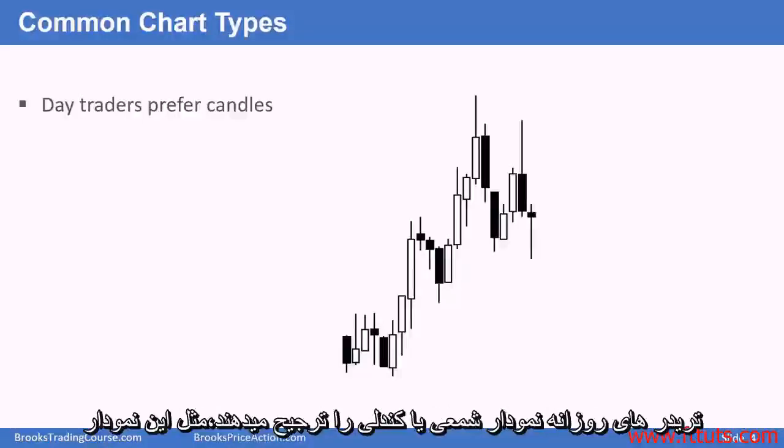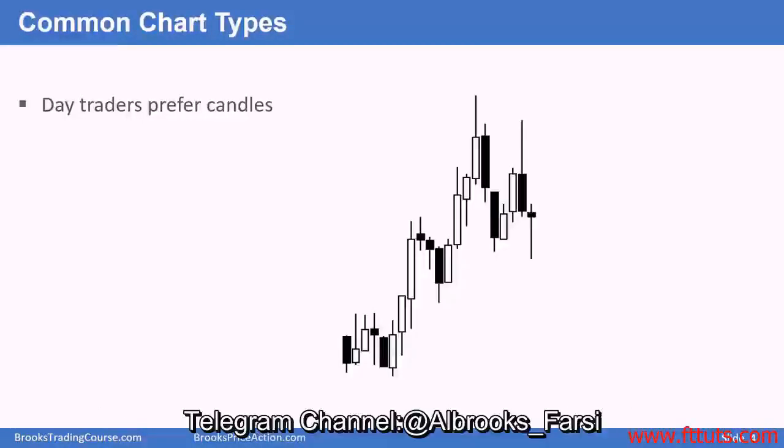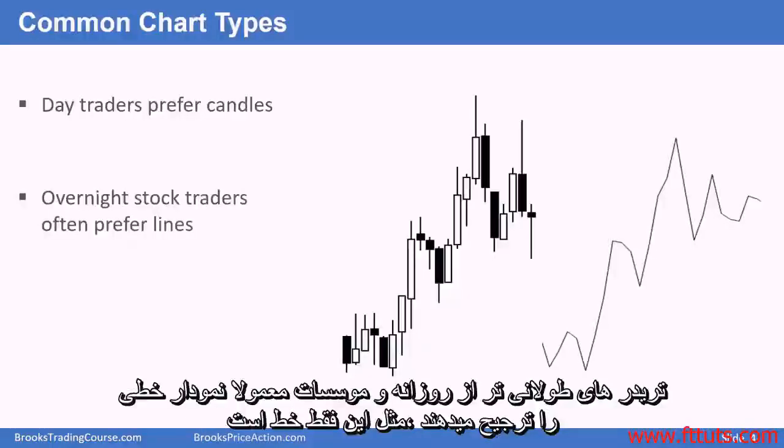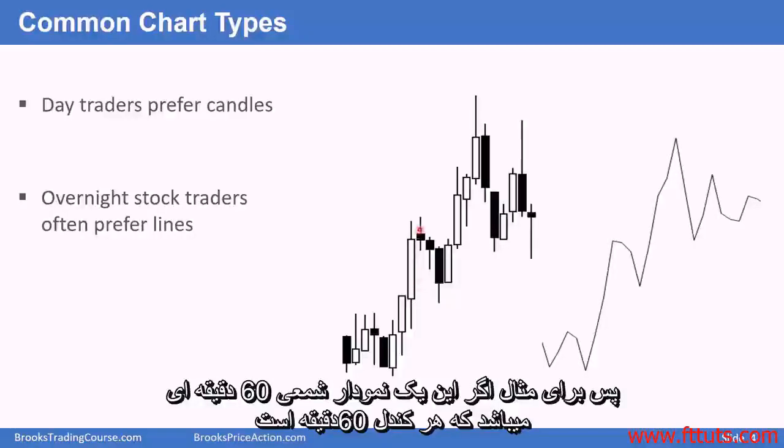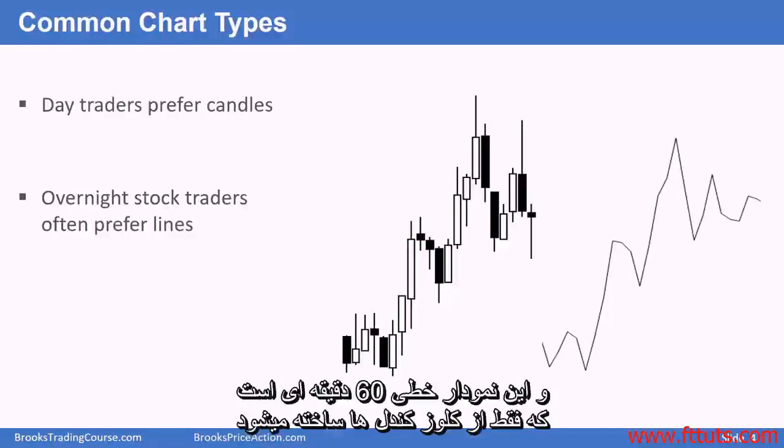Day traders in general prefer candlestick charts like this. Overnight traders, institutional traders, they usually prefer line charts, which is just a line like this. You can see the overall shape of this is similar to the candlestick chart. So for example, if this is a 60-minute candlestick chart and each bar is 60 minutes, another bar, 60 minutes, 60 minutes, and this is a 60-minute line chart.